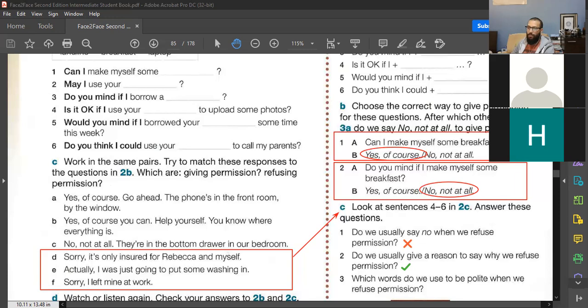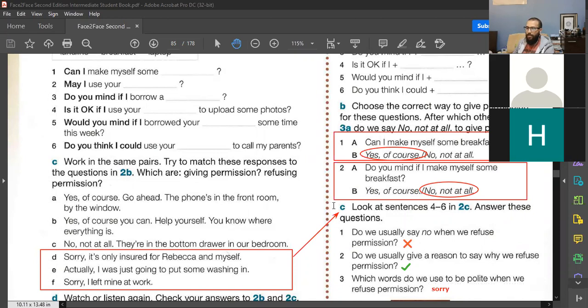All right, now last part here, it says, which words do we use to be polite when we refuse permission? So which word did we use most here in number D, E, F to refuse permission? There's a word they use a lot and it makes it sound polite. What is it, Sana? Sorry. That's it. So if you want to be polite and you want to refuse permission, just say sorry without saying no. This is the idea.